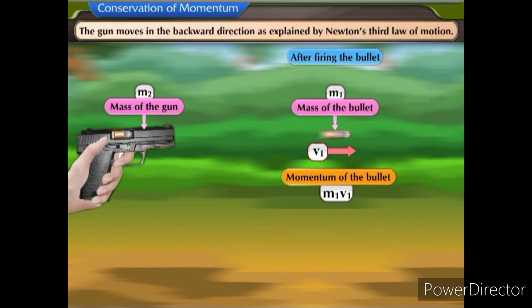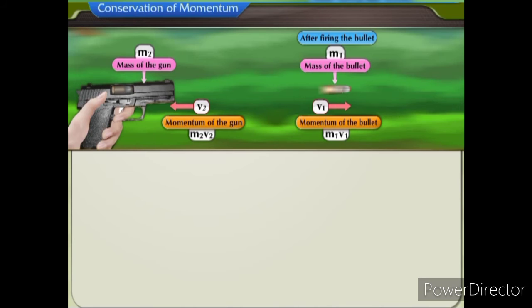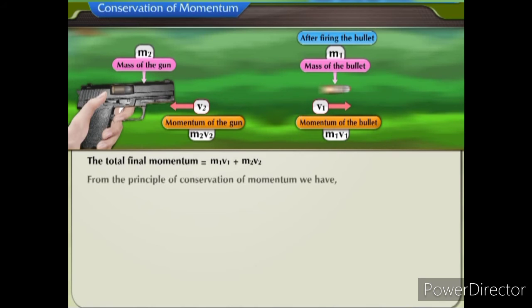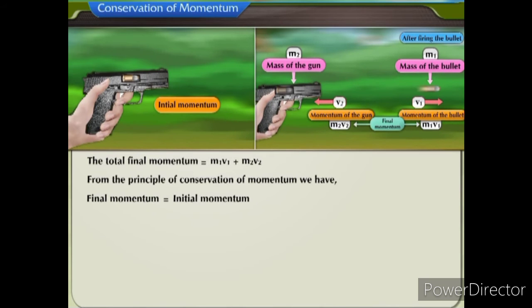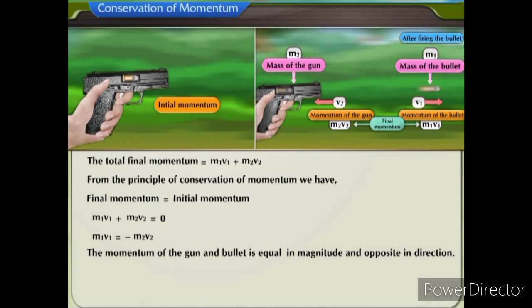After firing the bullet, the gun moves in the backward direction as explained by Newton's third law of motion. This motion of the gun is called recoil. Let it move with recoil velocity v2. Hence, the momentum of the gun is given by m2 v2. Hence, the total final momentum is equal to m1 v1 plus m2 v2. From the principle of conservation of momentum, we have final momentum equal to initial momentum, or m1 v1 plus m2 v2 is equal to 0. Hence, m1 v1 is equal to minus m2 v2. Hence, the momentum of the gun and the bullet is equal in magnitude and opposite in direction.